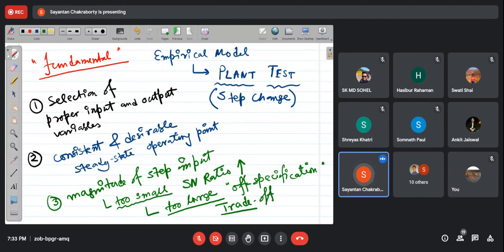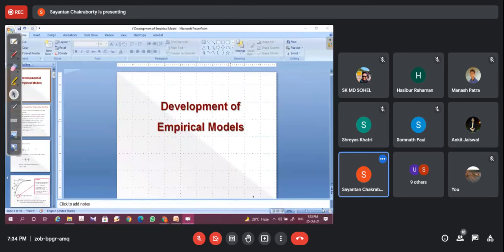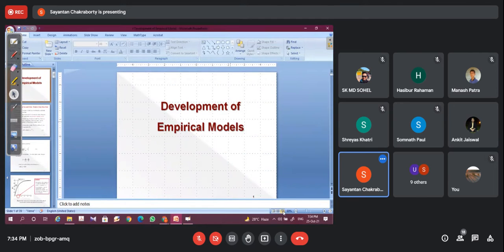This trade-off between being too small and too large is the task of the control engineer who aims to obtain the empirical model of the system. Let us see some of the methods used.